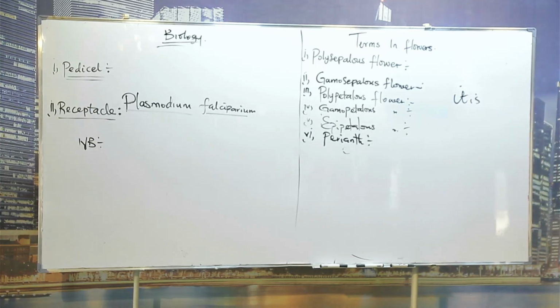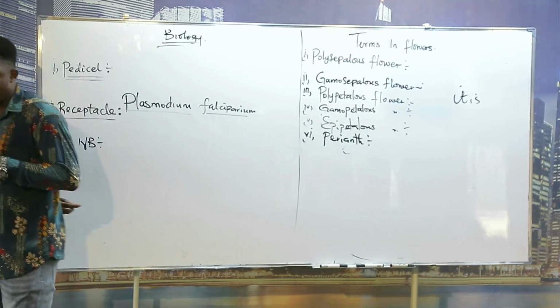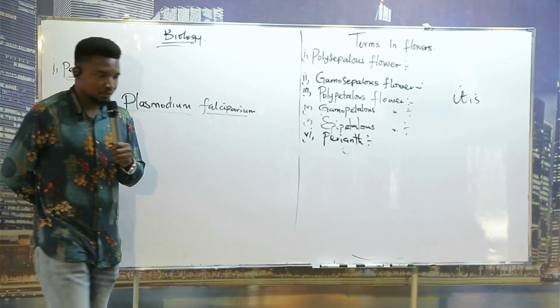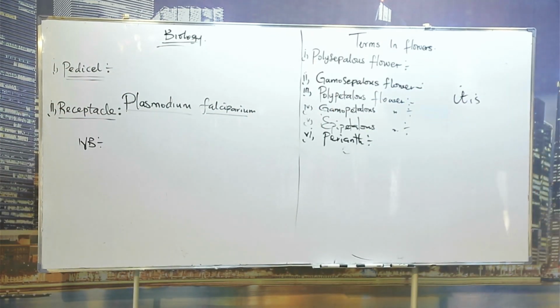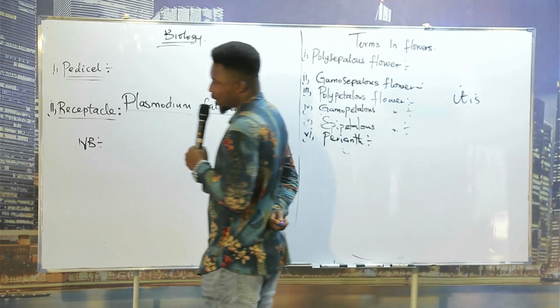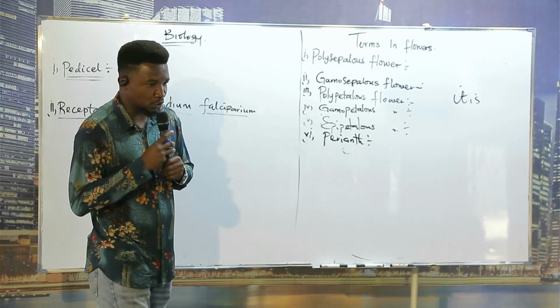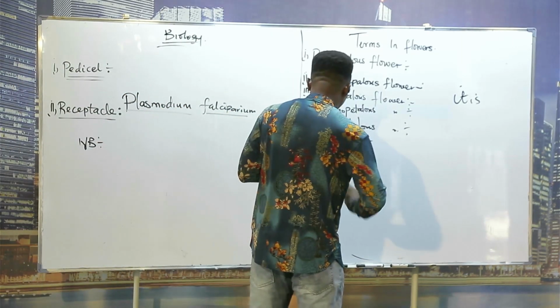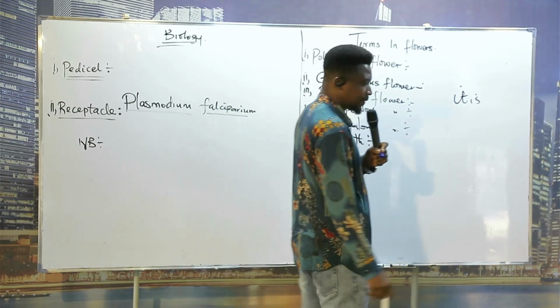Can we write, please? It is a type of flower where the sepals and the petals look alike, or are fused together. That should be number 7.